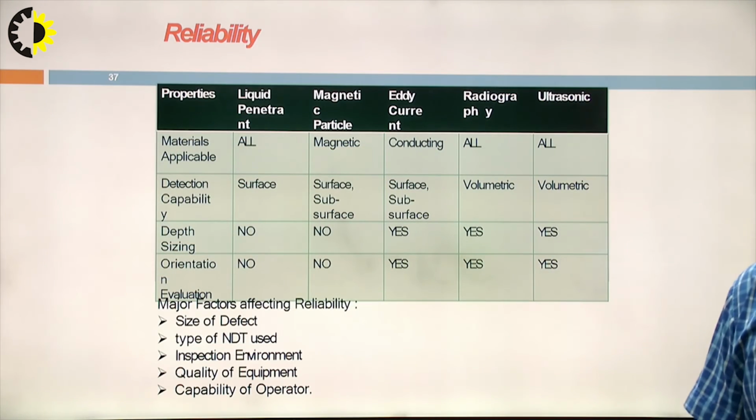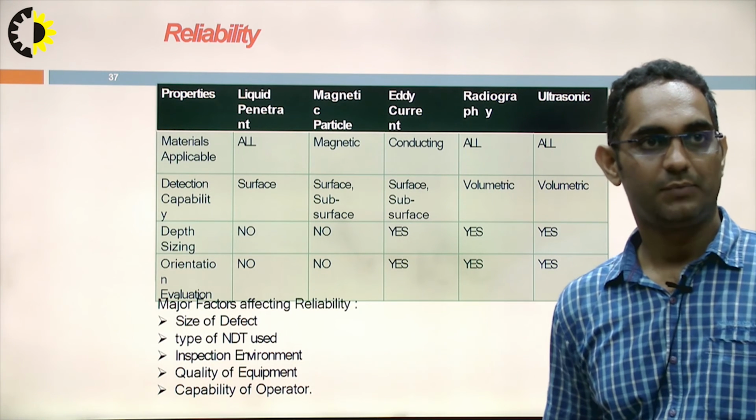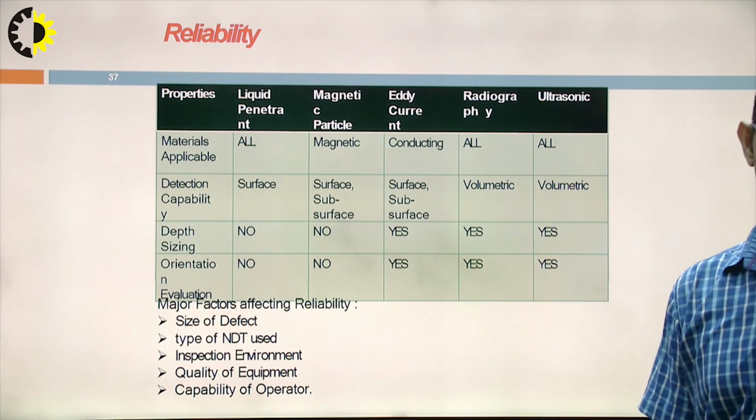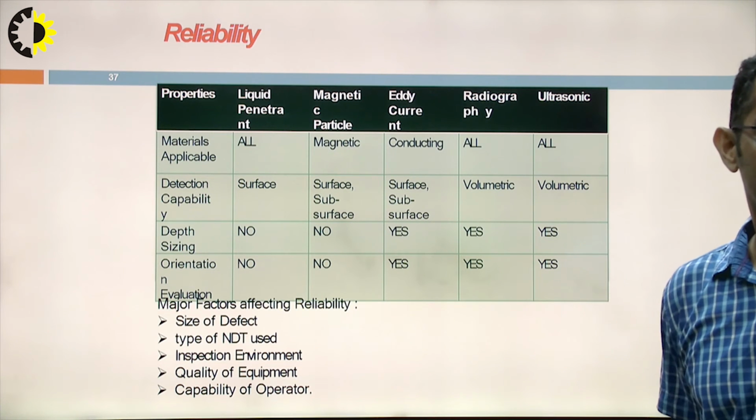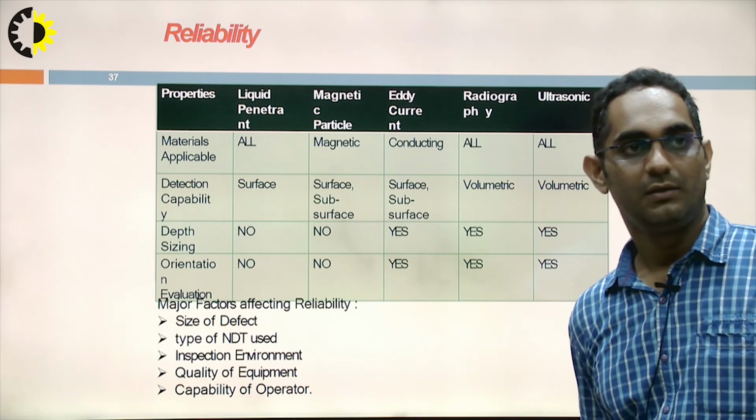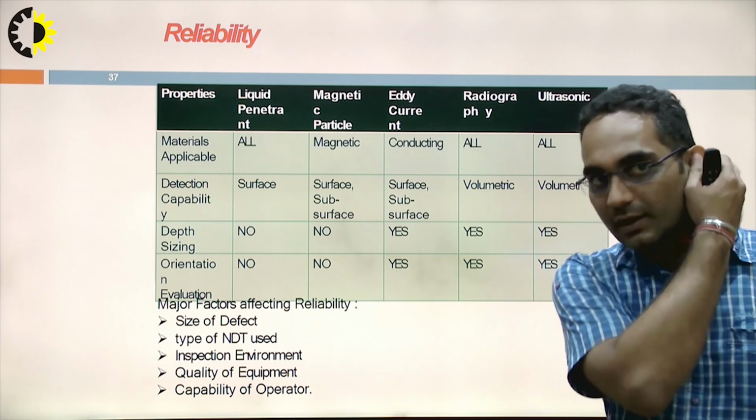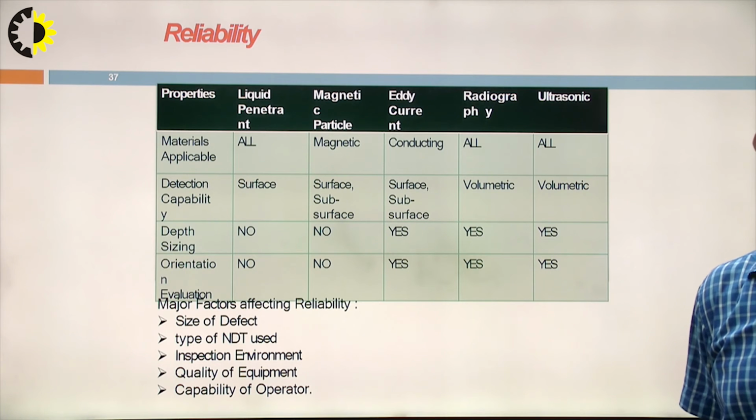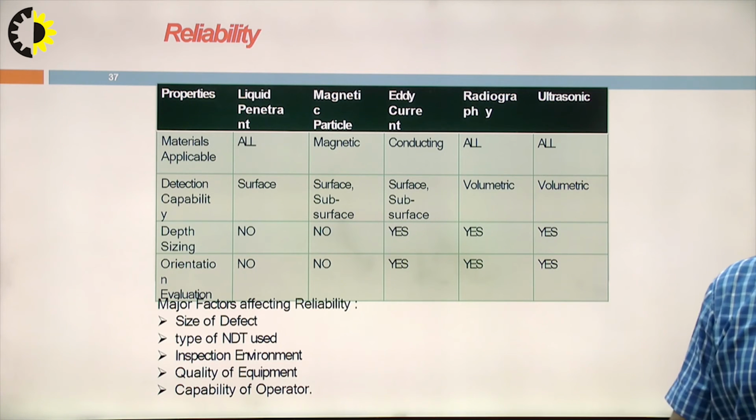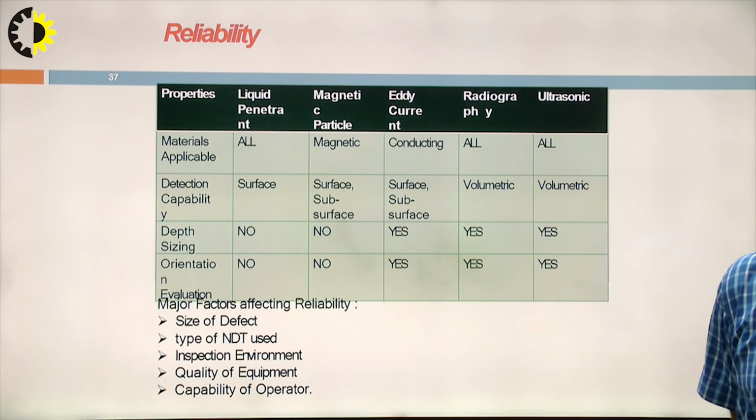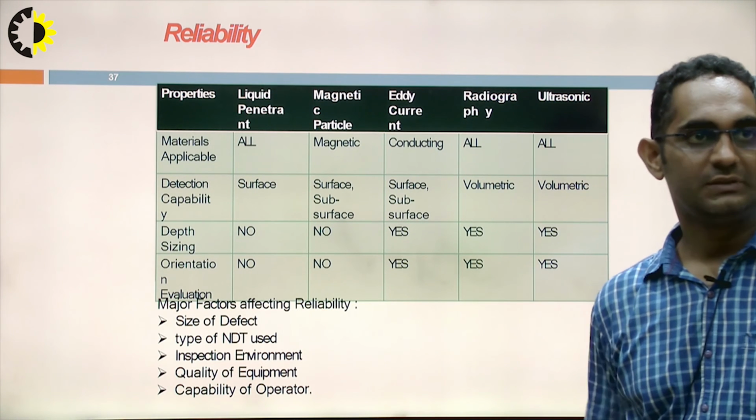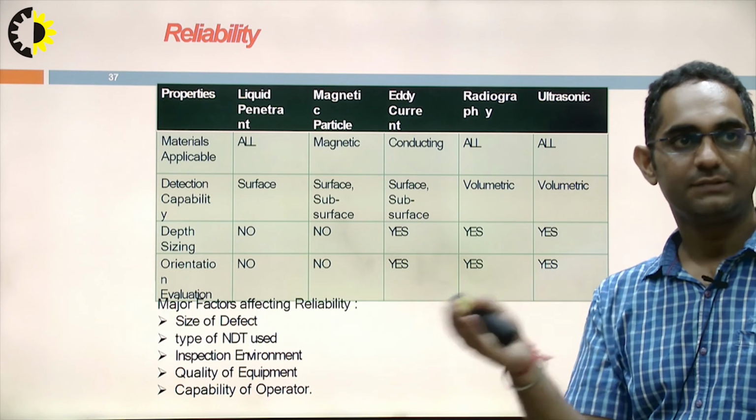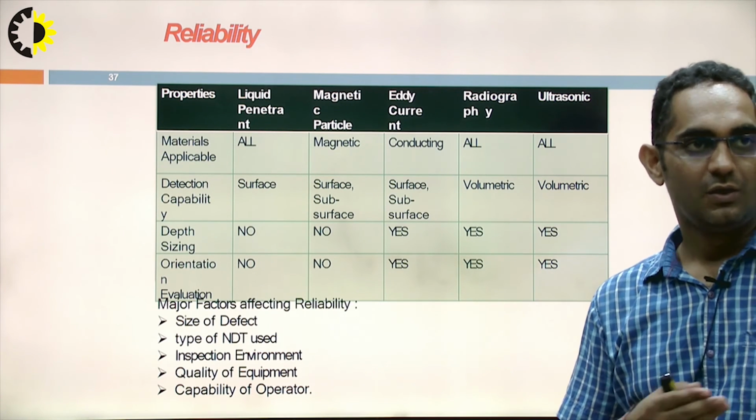Okay, then next is the reliability. Reliability involves properties like which materials are applicable. For liquid penetrant test, all materials are applicable. In magnetic particle, magnetic materials are used, and in eddy current it is measured, and in radiography all materials are applicable, and in ultrasonic all are applicable.